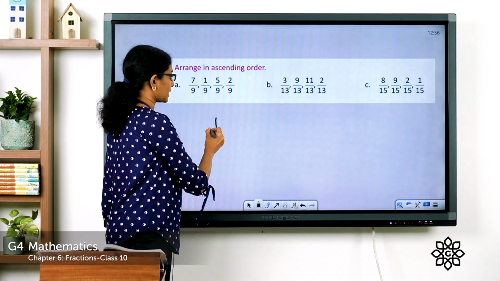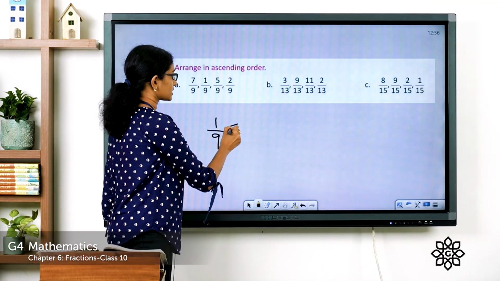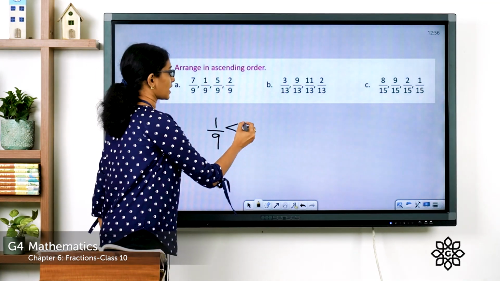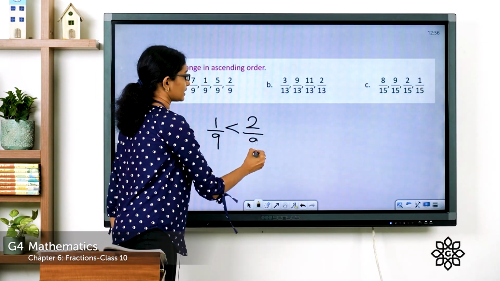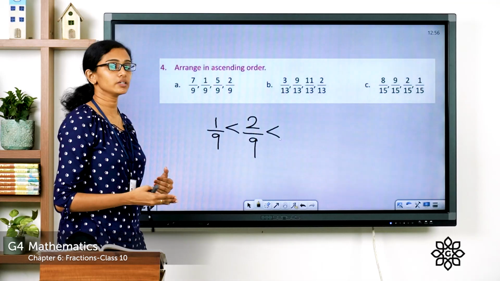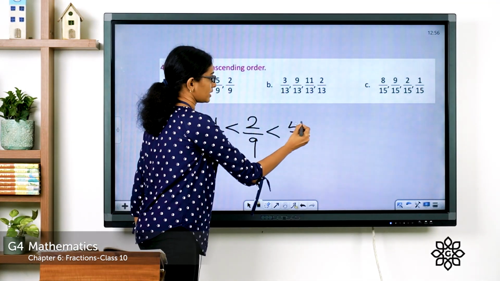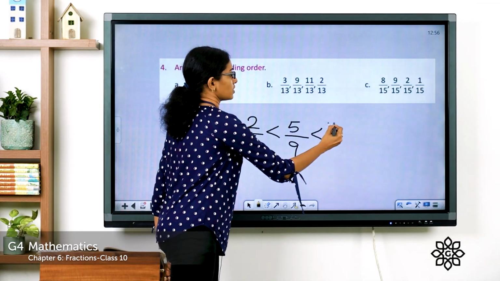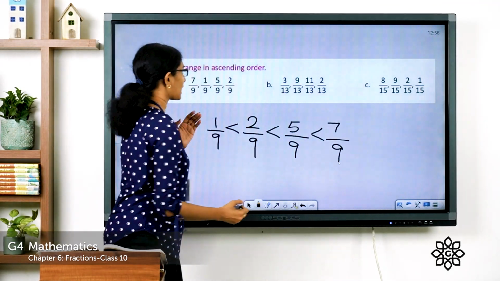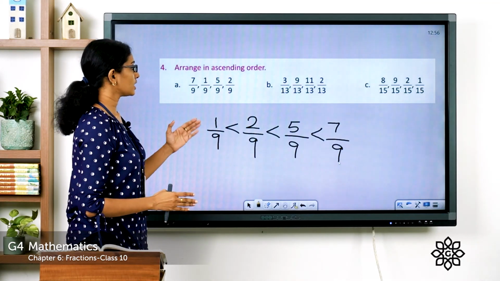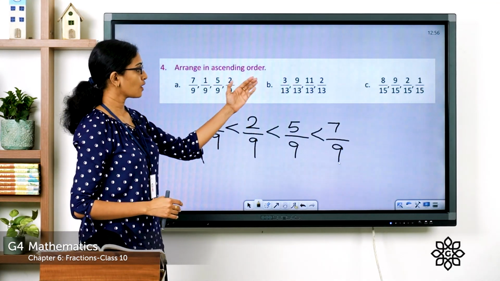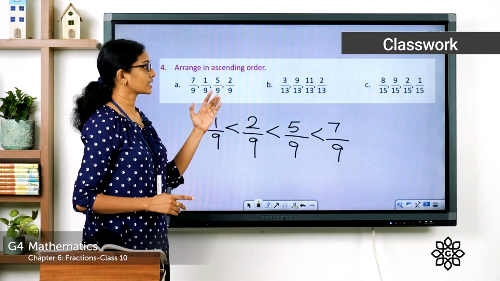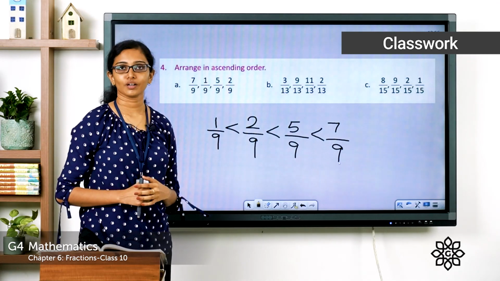So it is 1 by 9, and that is less than, the next higher numerator, that is 2. So let's write the fraction 2 by 9, and then that is less than, the next higher numerator is 5. So it is 5 by 9 next, and then at last you have got 7 by 9. So the fractions arranged in ascending order are 1 by 9 less than 2 by 9 less than 5 by 9 less than 7 by 9. Clear? Similarly, you can complete the questions B and C in your notebook.